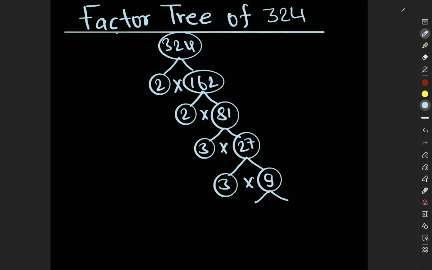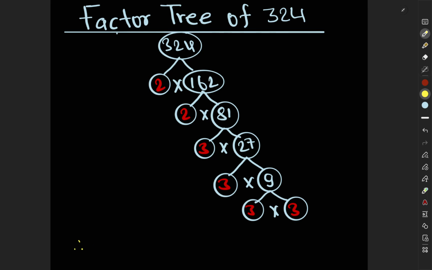9 can be written as 3 times 3. 3 times 3 means 9. So now we select the prime numbers among all these numbers. So the prime numbers are 2, and all these 3s.